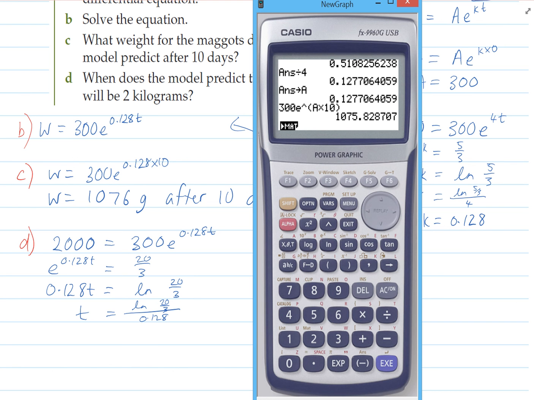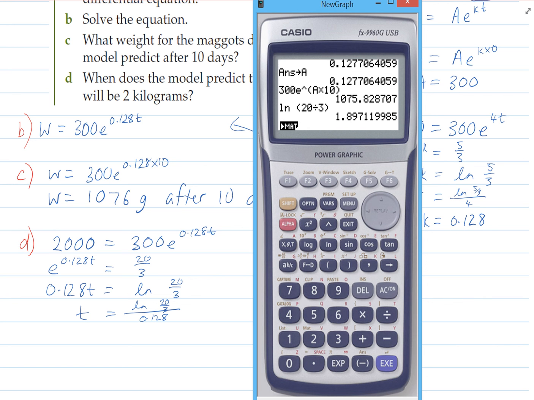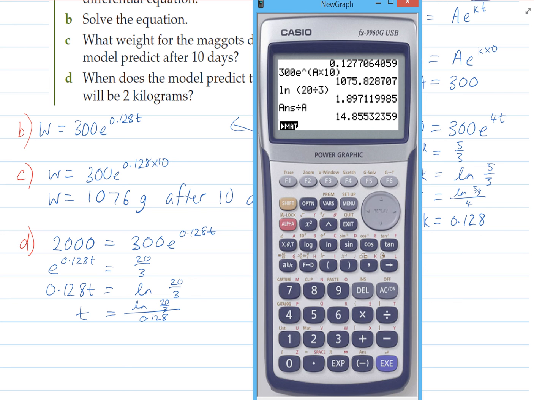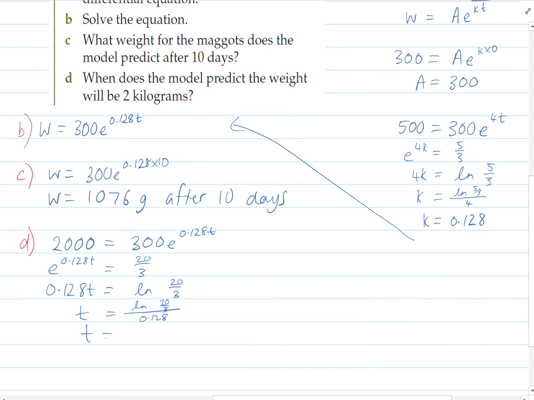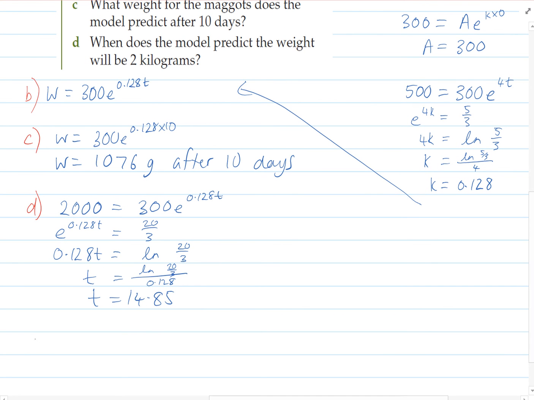Let's put this information into our calculator. We're going to have natural log of 20 divided by 3, and we're dividing that by the number we've saved in our memory. So that's 14.85. So t equals 14.85, and t is measured in days, so if we go to the nearest day, we'll say after 15 days the weight will be bigger than 2 kg.